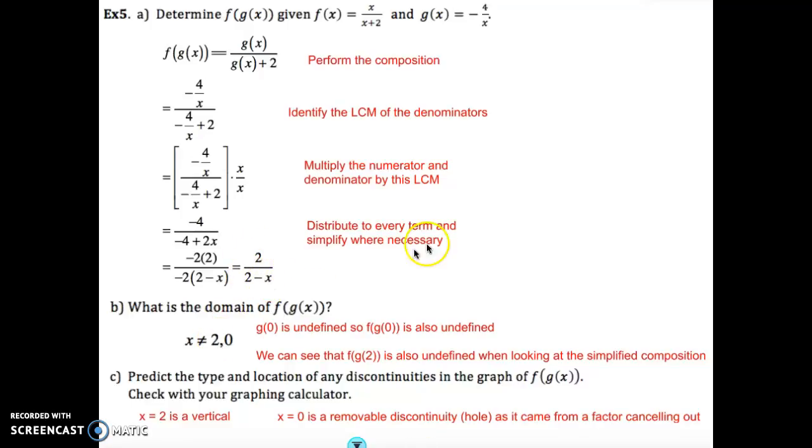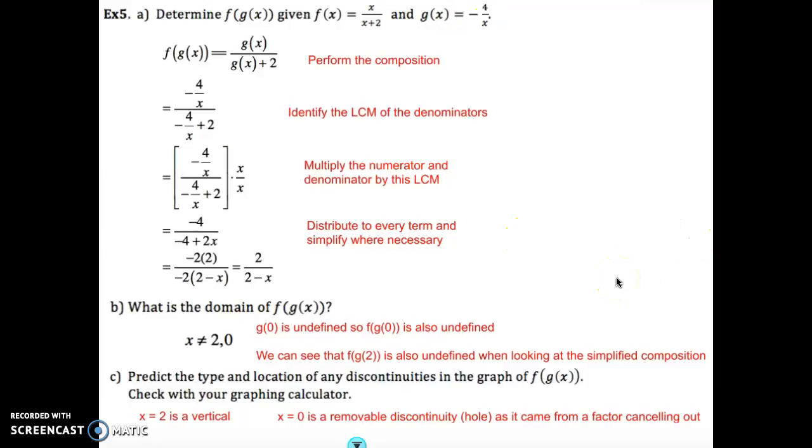We also need to be mindful of the fact that the number 0 cannot be plugged into g of x. So if the number 0 makes g of x undefined, we can't then go ahead and plug an undefined number into f. So we're restricted. Not only can x not equal 2, that we saw from here, x cannot equal 0 because that is the domain of g of x.